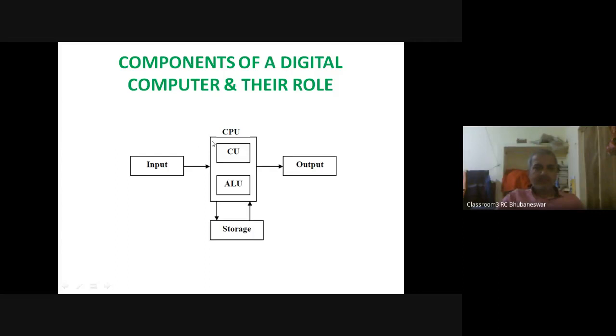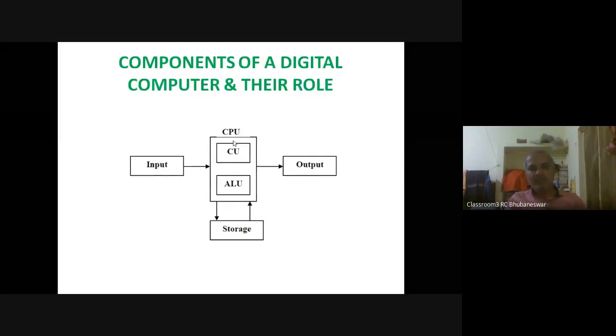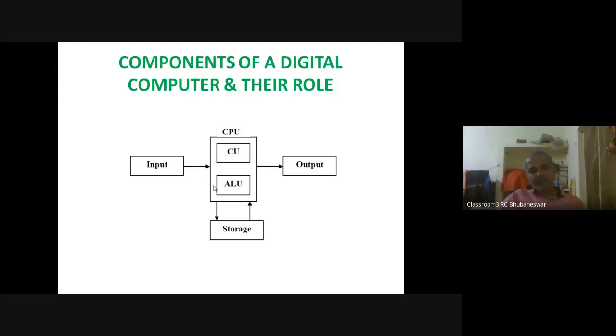Last class we read Unit 1. Today we'll discuss some other part: the different components of a digital computer. The entire digital computer is divided into 4 units: input unit, central processing unit, output unit, and memory unit. The input unit is responsible for taking data from the outside world or from the user and providing it to the computer or CPU.